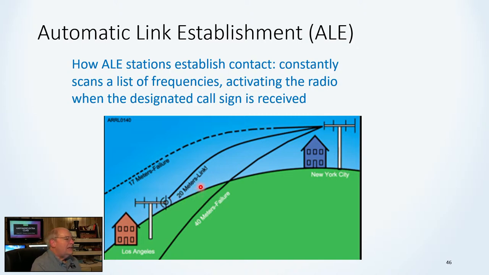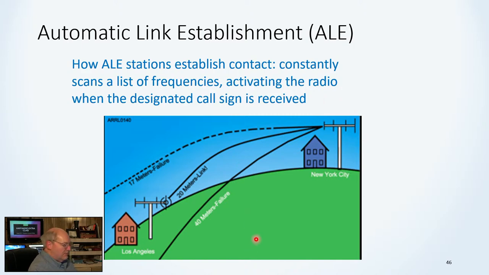So the ALE will alert the other operator that we have a signal path on 20 meters and you can proceed with your QSO. There is a pool question related to this: how ALE stations establish contact. They constantly scan a list of frequencies, activating the radio when the designated call sign is received.